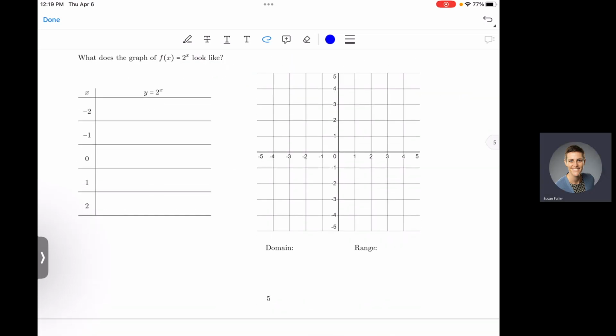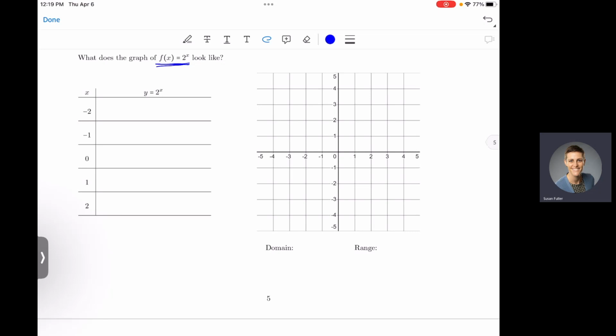So what if I wanted to graph f of x equals 2 to the x? This is an exponential function. My base is 2, and I have an x in the exponent. My variable is up there in the exponent. So in order to graph these, I picked some x values for you, and we're going to plug them in and see what y is.